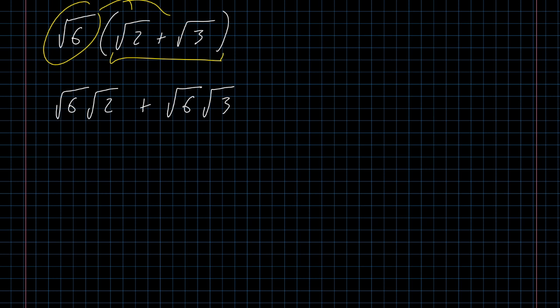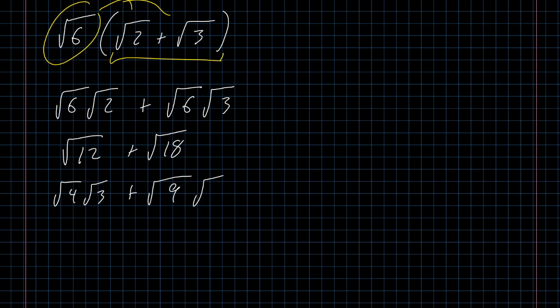Now I can kind of work backwards of what I had been doing. Square root of 6 times square root of 2 is the same thing as the square root of 12, and square root of 6 times square root of 3 is the same thing as the square root of 18. Having done that, maybe I can reduce from here. 12 is 4 times 3, and 4 is a perfect square. 18 is 9 times 2, and 9 is a perfect square.